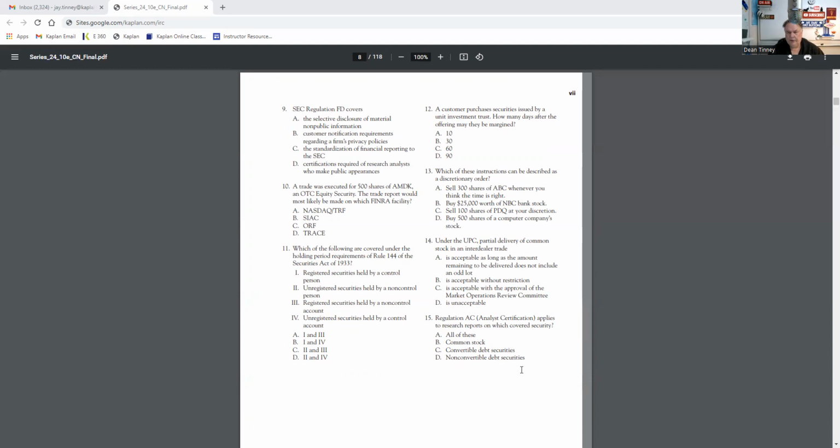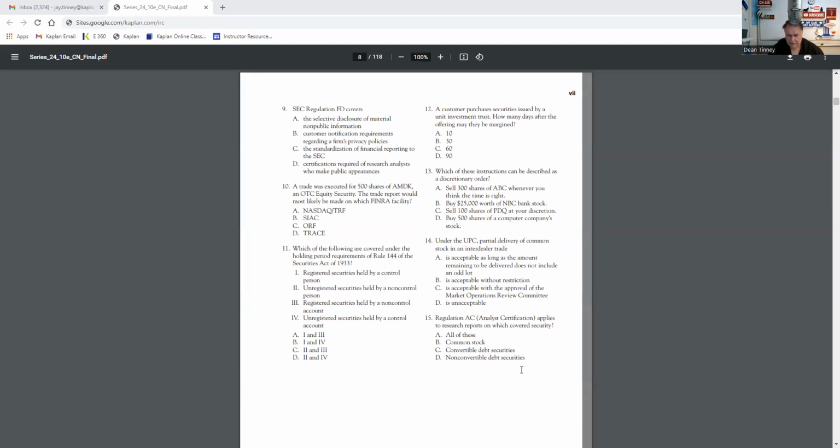A customer purchased a unit investment trust. How many days after the offering may they be margined? So Reg T says we're not allowed to extend credit on new issues. And a UIT, when it's issued, is a new issue. So no credit extension. It's considered a new issue for 30 days from the effective date. And so the answer is B as in boy.